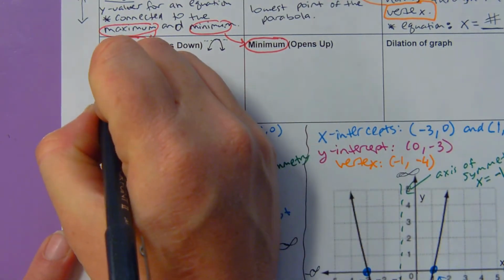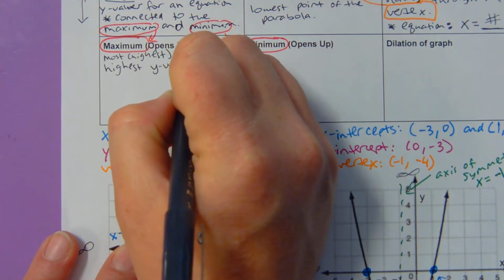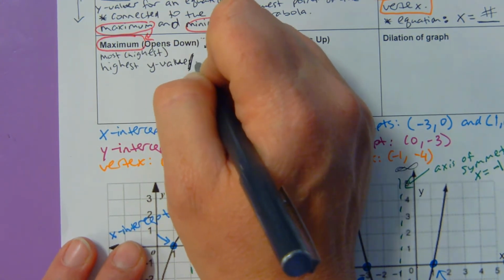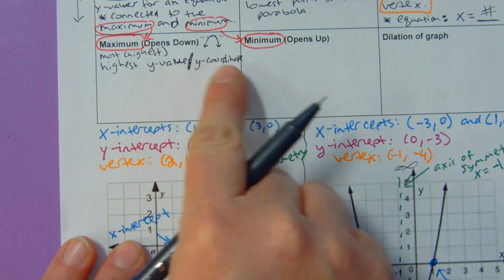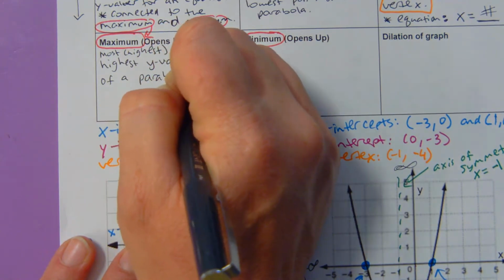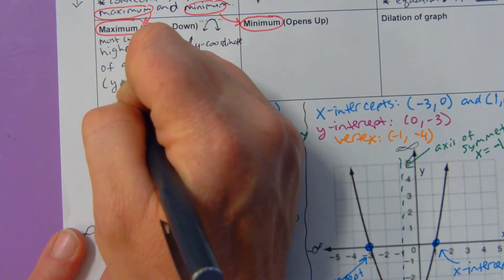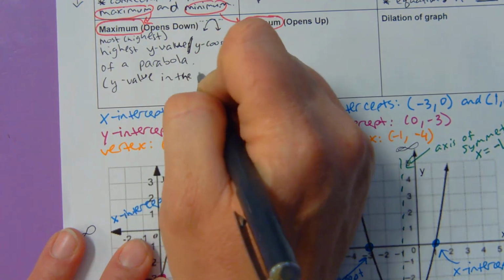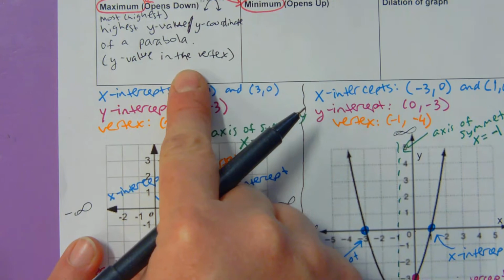And so we're going to write the highest y value, or since we're talking about a graph, we can say the y coordinate. Highest y value, y coordinate of a parabola. And so this is how you find it. This is the y value in the vertex. That's like your cheat way of finding it. Not really a cheat way. It's connected to the vertex.